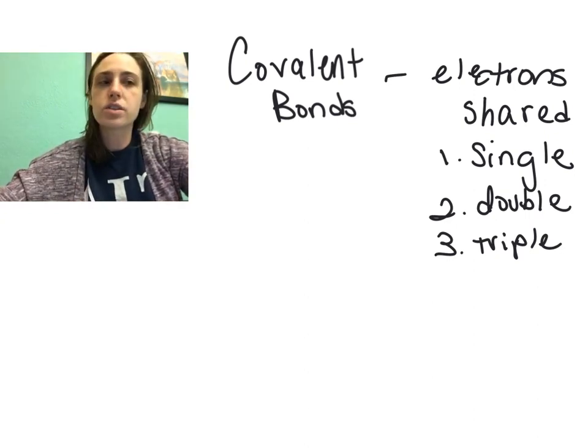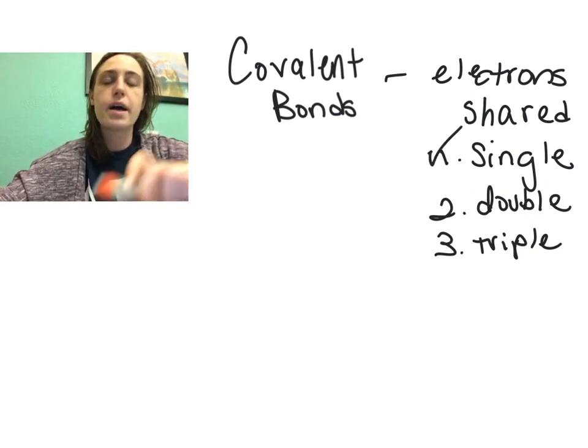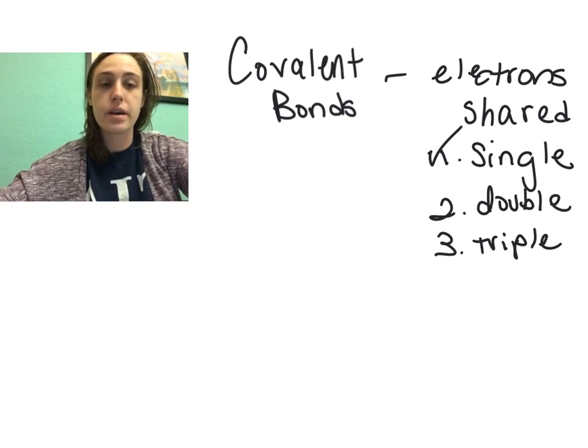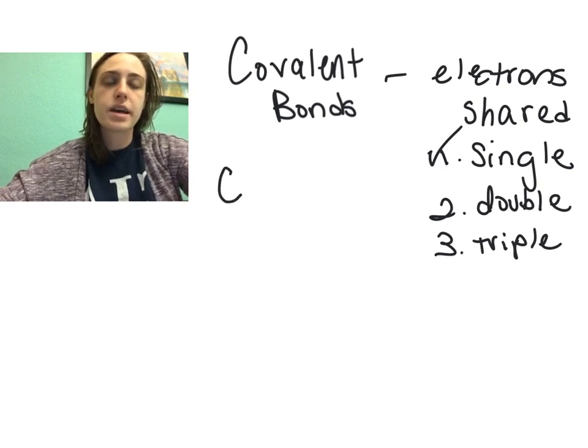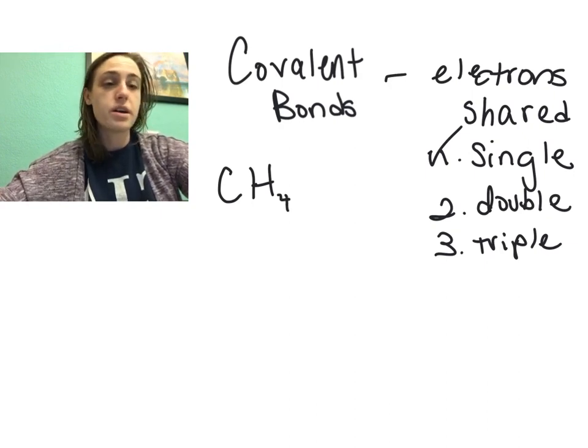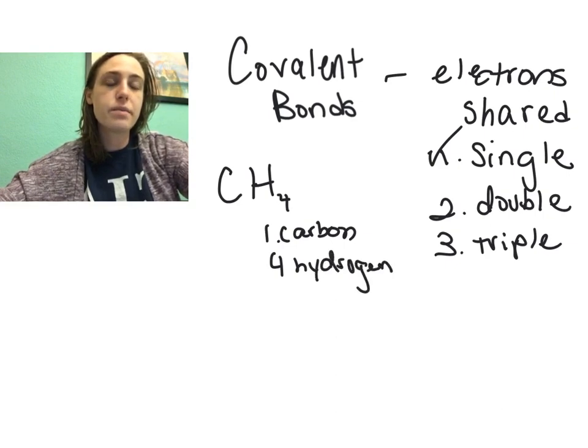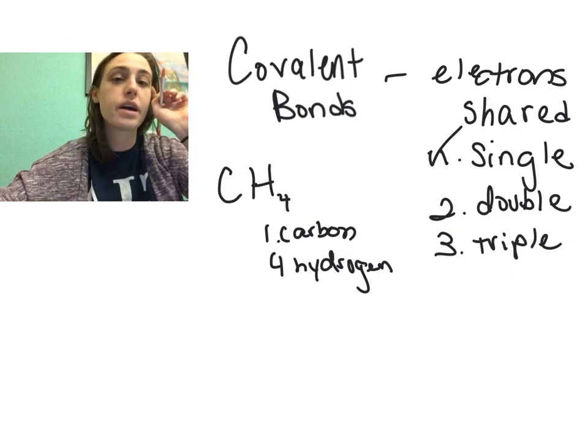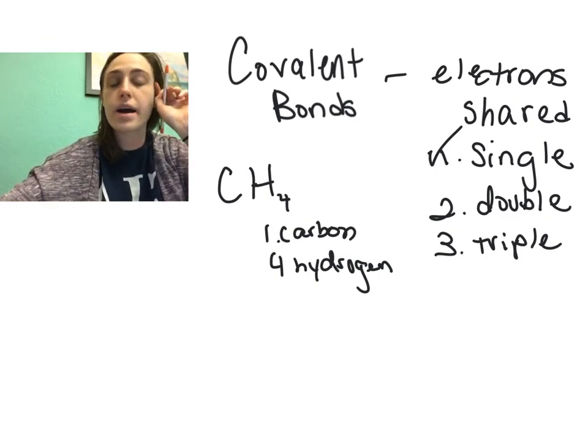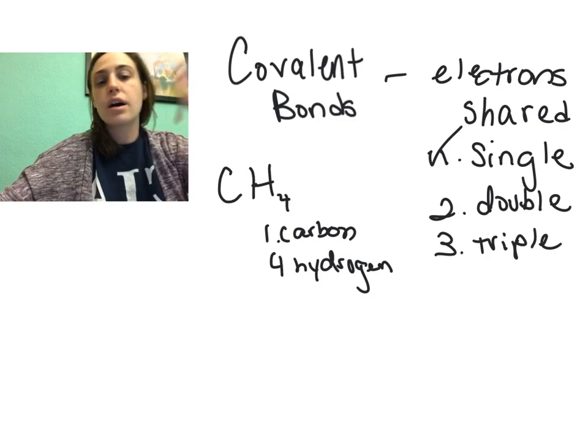So let's start with our single bonds and go through that. I'm going to work with something called methane. So methane has a chemical formula of CH4. So that means if we break down our chemical formula, we should have one carbon atom and 4 hydrogen atoms. Okay, so you might want to have a periodic table up at the same time so you can follow along with me why I have that many electrons as I'm making these.